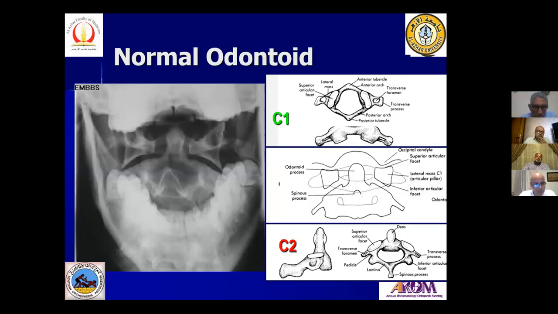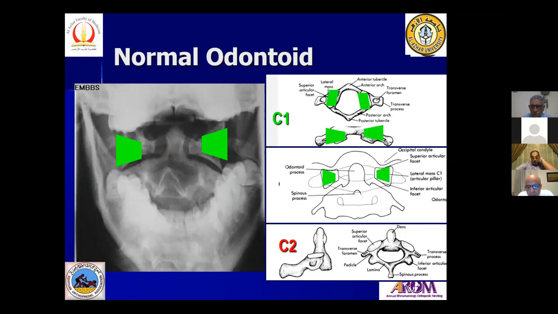You will see the odontoid process of the C2. This is landmarked by red. Then you will see the red color. This is the lateral mass. Here you can identify the bony landmark.